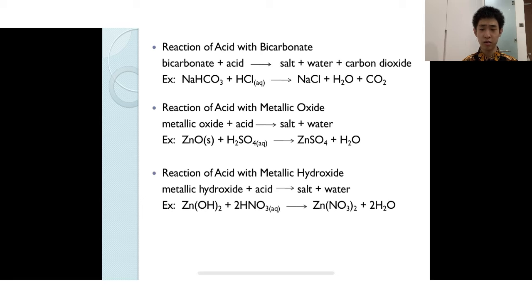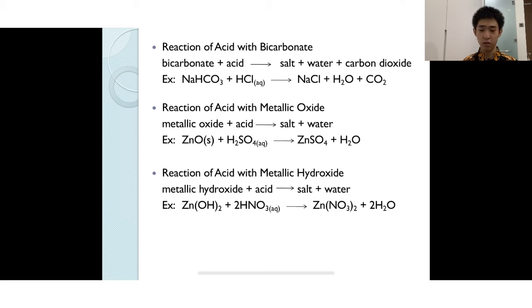The next one is the reaction of acid with metallic oxide. Metallic oxide plus acid produces salt and water. The example is zinc oxide plus sulfuric acid yields zinc sulfate plus water.